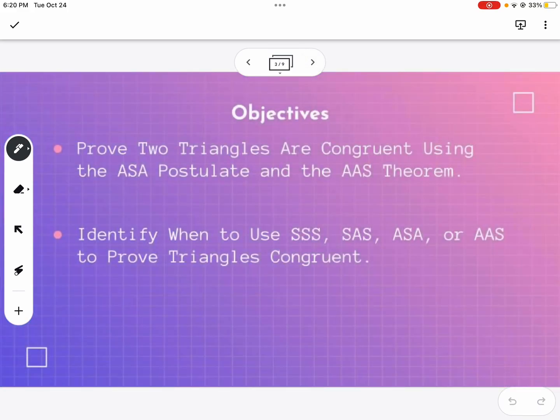So our objectives: we're proving triangles are congruent using these 2. One of them is called a postulate, one is a theorem. We don't need to get too in the weeds about that. It's just how they're named. And then we're going to identify when it is appropriate to use which of these postulates or theorems.